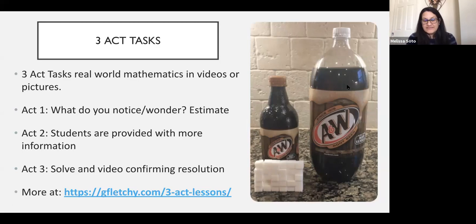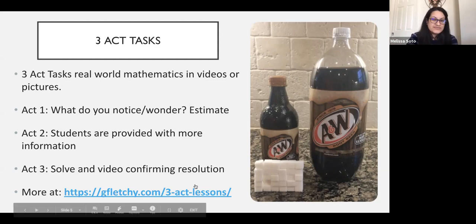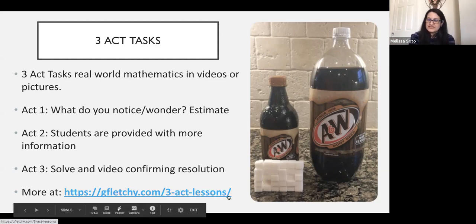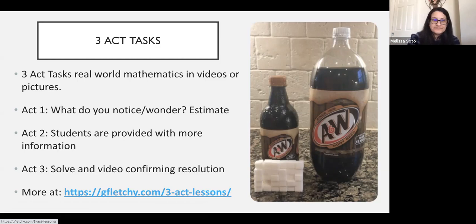And then in the 3rd act, we allow time for students to solve the problem. And many times these tasks have a video at the end that confirms what the answer might be. There's a website here that provides some more information and some more tasks for you to pose to your students.